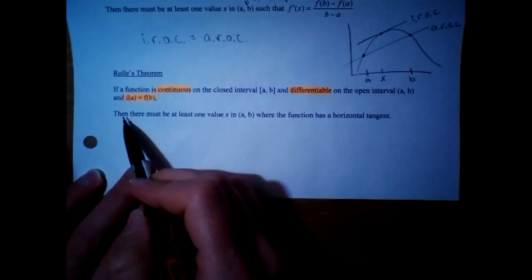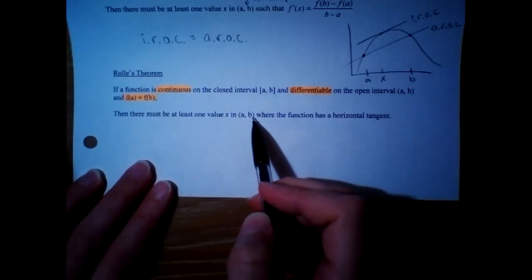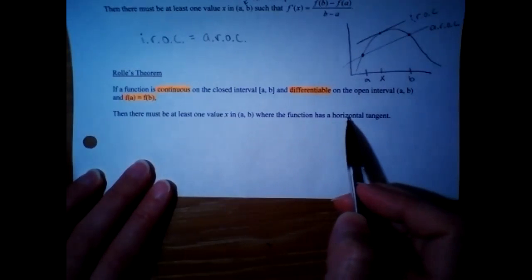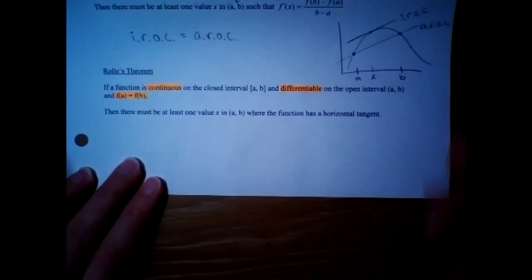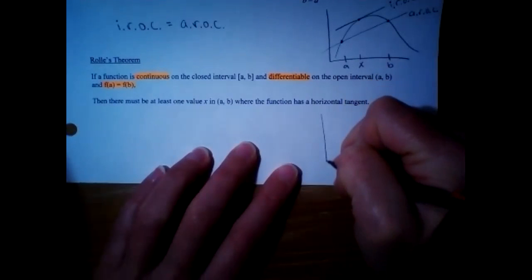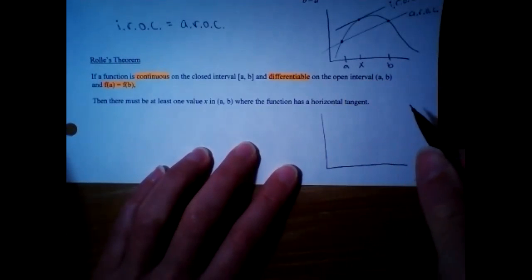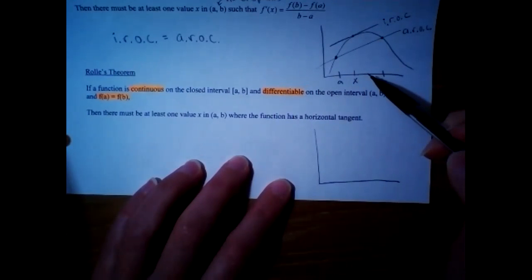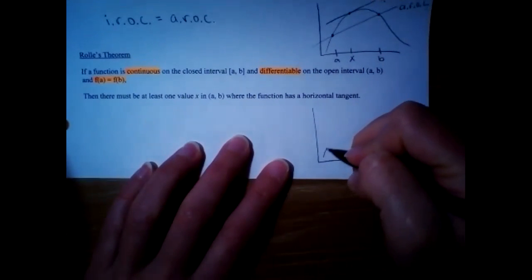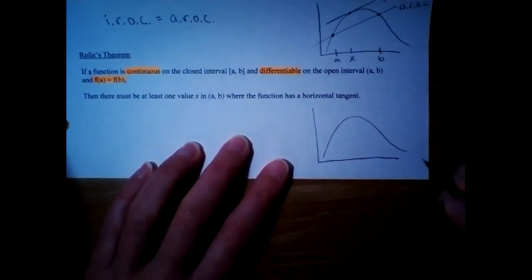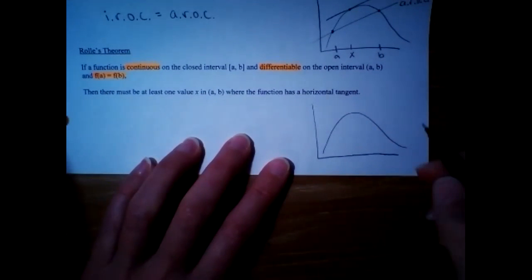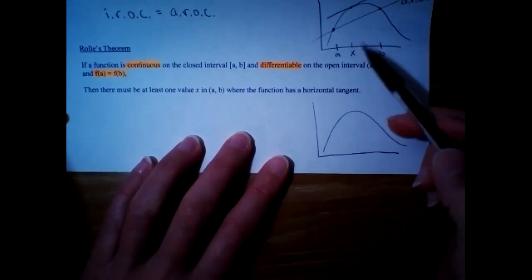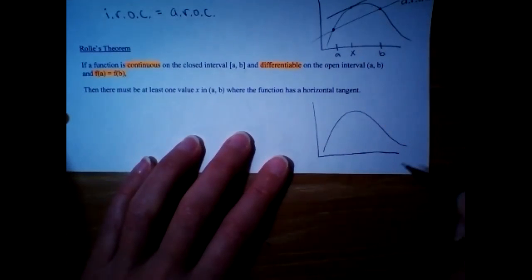So if all that's true, then there's at least one value on the interval where the function has a horizontal tangent line. So let's draw a picture for this one as well. This is really just a specific version of mean value theorem, specifically where the slope is 0. So it's basically just a subset of mean value theorem.